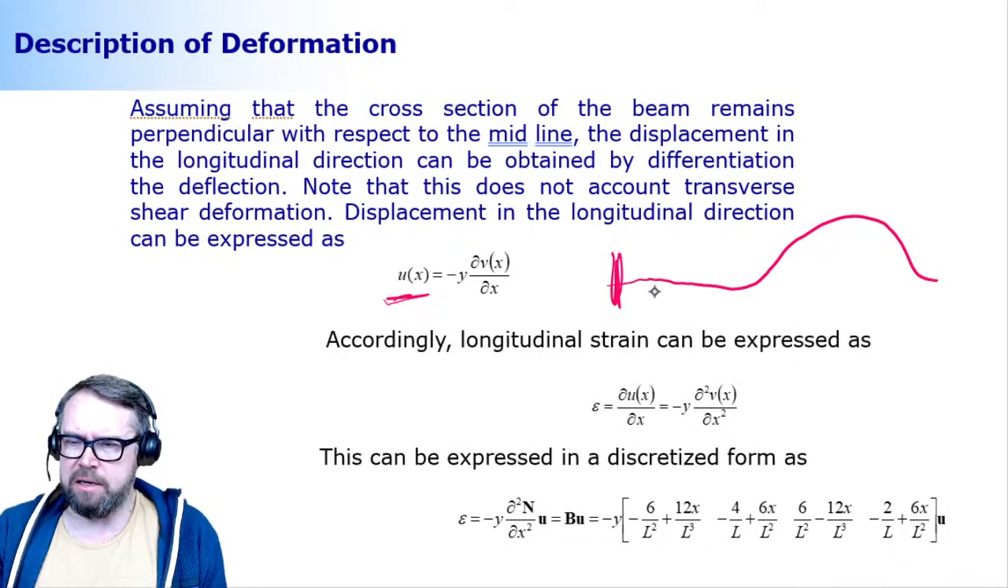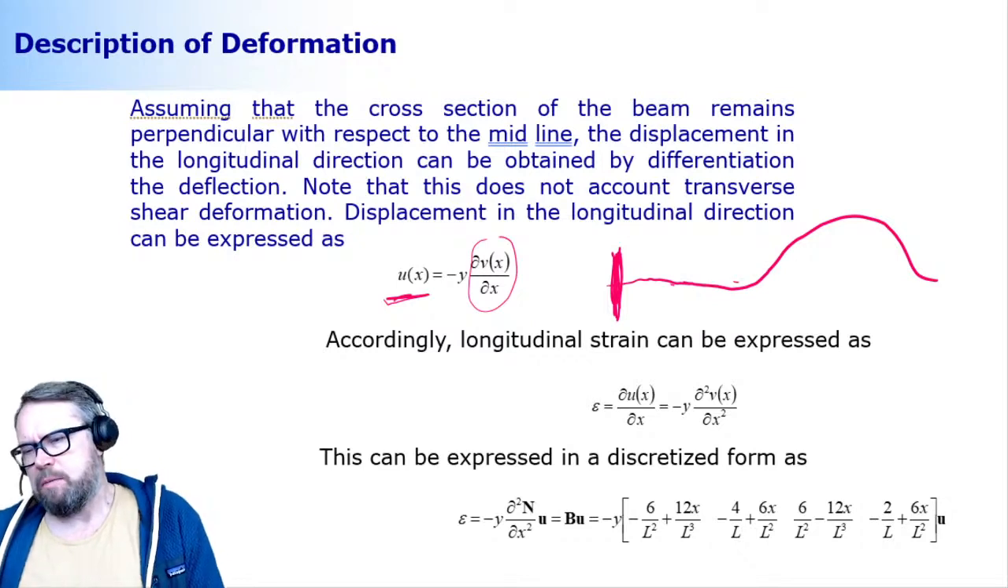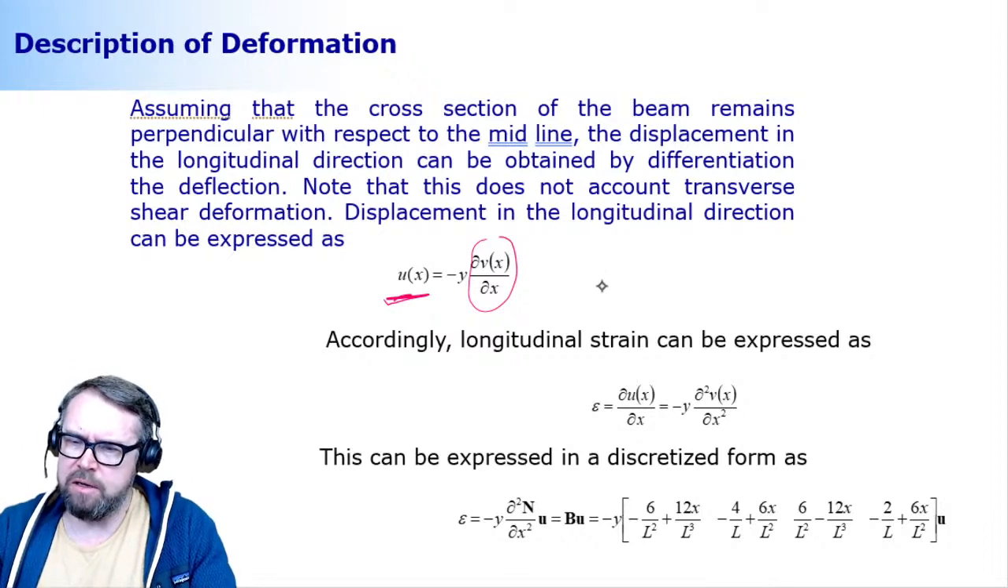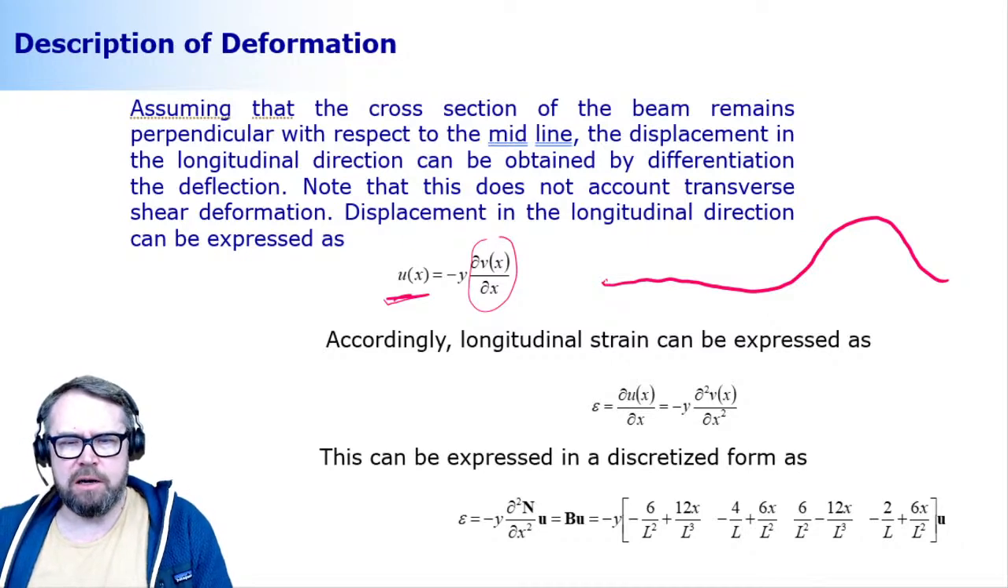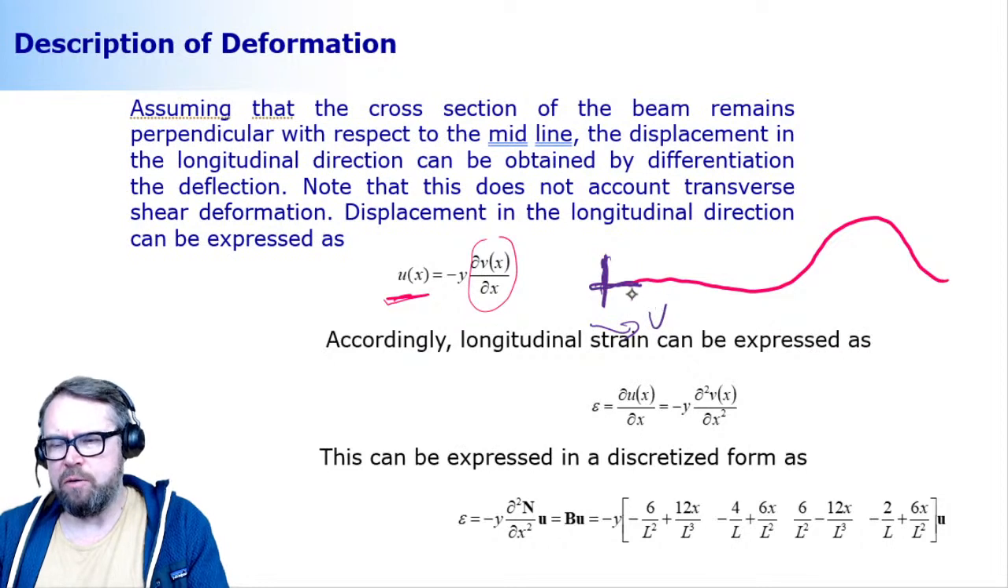So the displacement is described by using this rotational degree of freedom, and then how far off you are from the midline. Okay, let me try to make a better drawing for you. I'm going to use a different color. So the midline is this one here. And then I'm going to change the color to this one, and look at the displacement. The displacement is always based on how far off you are from the midline, and the displacement is in this u direction here.